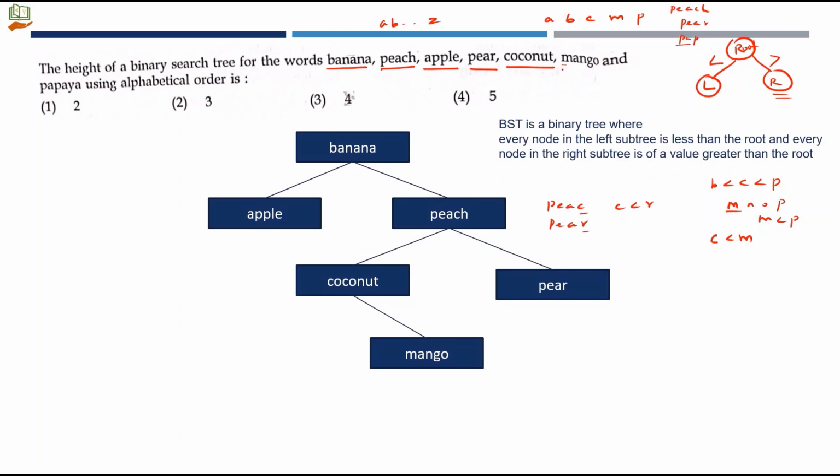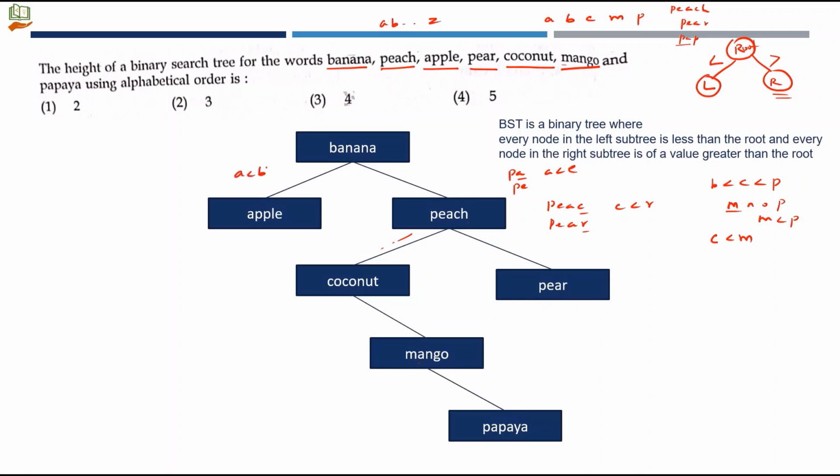Now the last term, papaya. You are coming to P here. It is PA and peach is PE. A is less than E, so papaya should come this side, and here it is greater than C. P is greater than C, so it is coming to mango. M is less than P, so P is again greater than mango, so it is going to the right side. This is how you have to arrange.